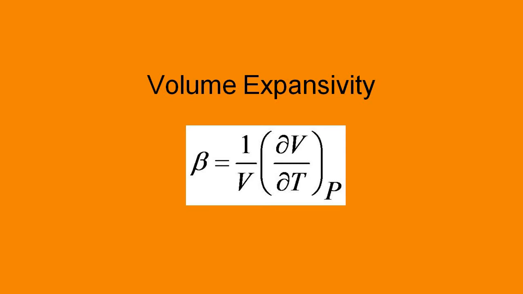And this dou V by dou T depends on the actual volume. Suppose you have a large volume, the increase in volume will be more. And for a small volume, the increase in volume will be less. So, we define this term volume expansivity for unit volume. That is why you are dividing that term by the volume, 1 by V. So beta is expressed as 1 by V dou V by dou T at constant pressure. This term will be useful in the coming classes.